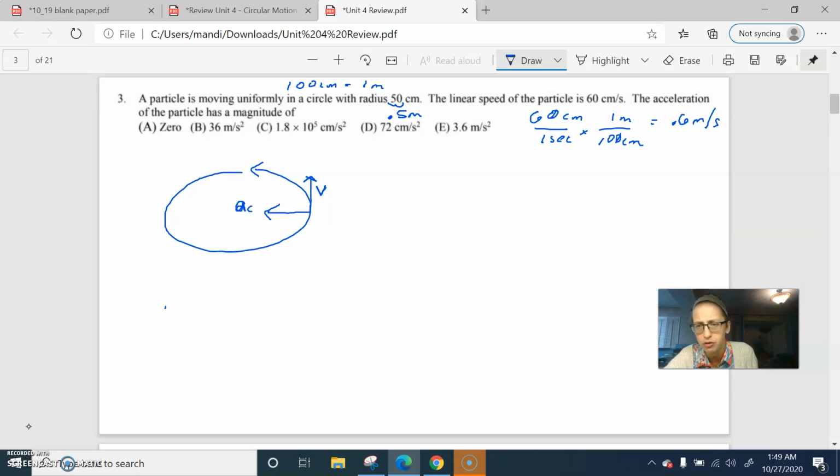So the formula is on your formula sheet. It's v squared over r. So I'm going to take that 0.6, square it, and put it over our radius, which is 0.5. And I'm going to type it in correctly this time. So again, 0.72 meters per second squared.